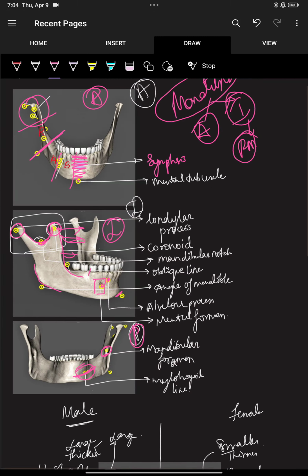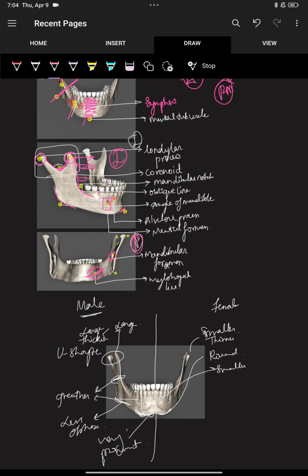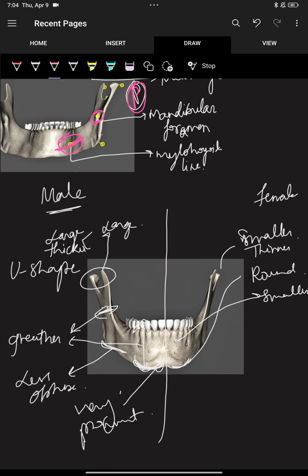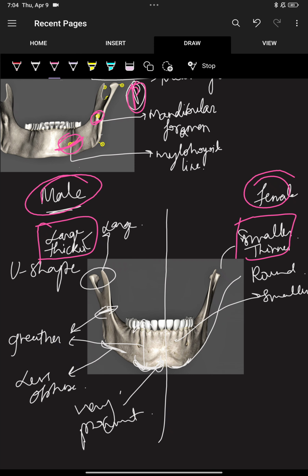So this is the basic anatomy they ask in your viva of anatomy and forensic medicine. They'll ask how you identify whether it is male or female. Very interesting mandible and very easy to remember. What you have to know is that all male bones are very large and very thick. Females are small and thin. This is the basic point that you have to explain. All male bones are large and thick, and females are small and thin.